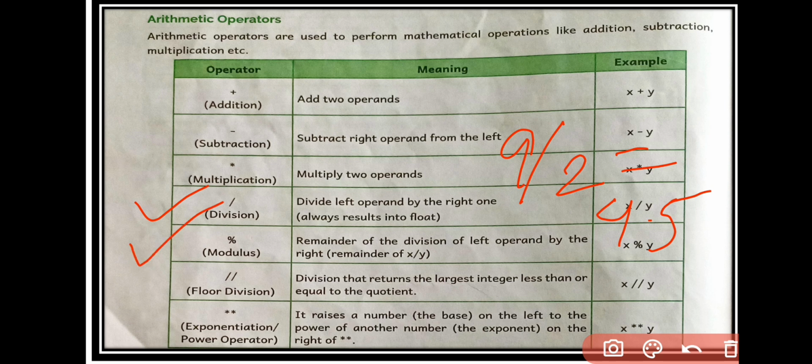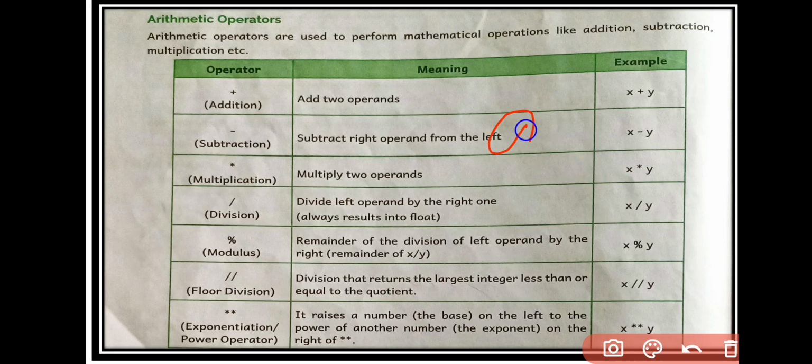Next, modulus. It gives the remainder of the division of the left operand by the right operand. With the same example, 9 modulus 2: 2 fours are 8, the remainder is 1, so the answer of modulus is 1.